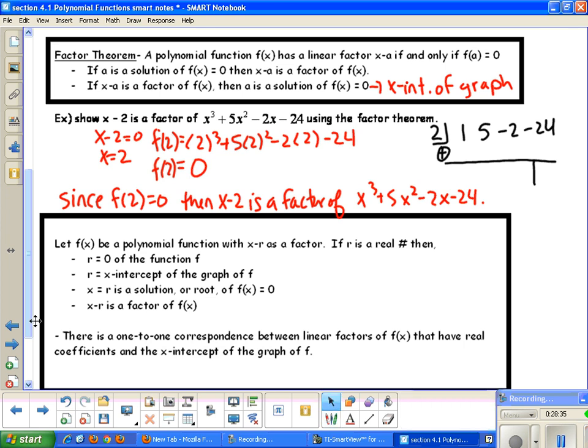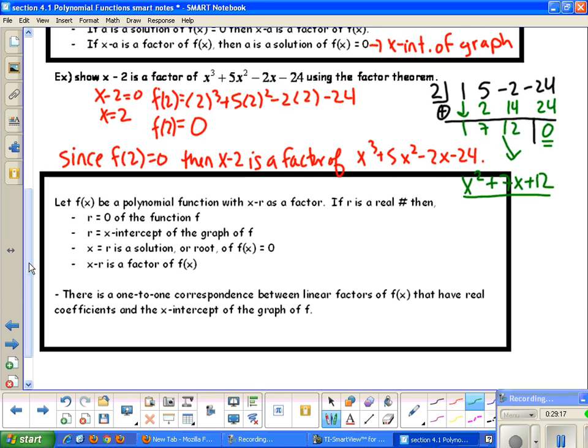Bring the 1 down. So this becomes 1. 1 times 2 is going to give you 2, and 5 plus 2 gives me 7. And then 7 times 2 gives me 14, and 14 minus 2 gives me 12, and then 12 times 2 is 24, and negative 24 plus 24 is 0. So because my remainder is 0, that tells me that x minus 2 is a factor. That means if I were to write my coefficients back in, I would get x squared plus 7x plus 12. I know that this is also a factor of my equation.